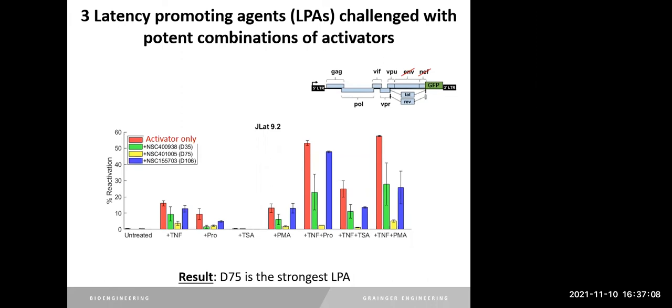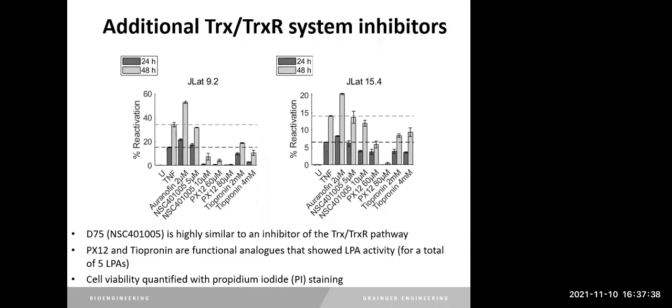Now what are the mechanisms here? That's something that we're still interested in. But two of the strongest latency promoting agents, D75 and D35, were structurally and functionally related to inhibitors of the thioredoxin reductase pathway. It's a protein that's involved in maintaining redox in the host cell. And what we next wanted to do is test functional analogs of this pathway of thioredoxin reductase. And we found two additional thioredoxin reductase inhibitors that were also latency promoting agents. And they were called PX12 and tiopronin.